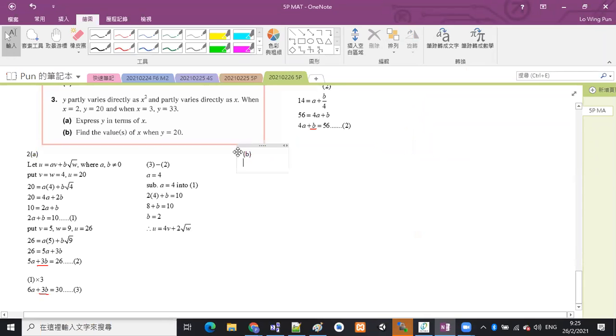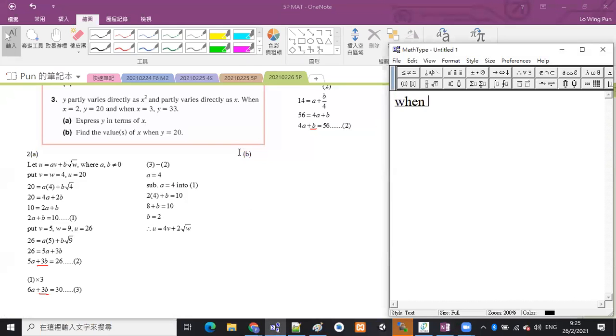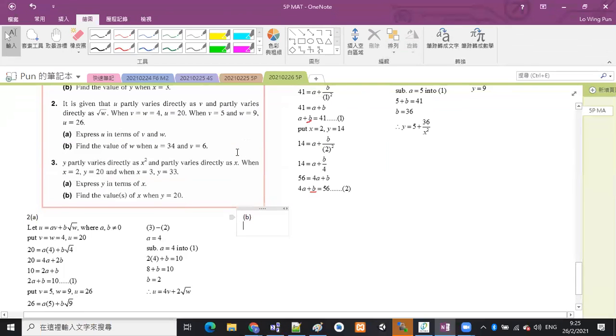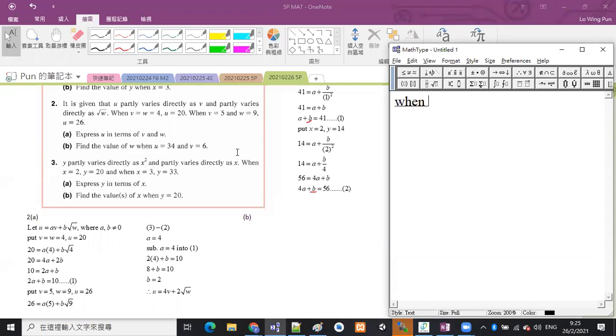Okay, and then part B, when u is equal to 34 and v is 6, we put into our equation: 34 is equal to 4v plus 2 times square root w. Okay, 34 is equal to 24 plus 2 root w. So subtract the 24 to the left. 10 is equal to 2 root w. Divide the 2 to the left. 5 is equal to root w.